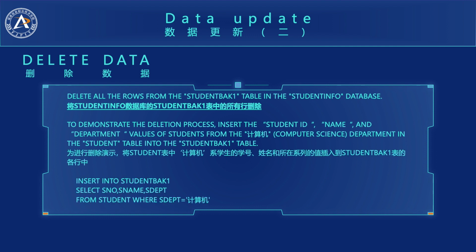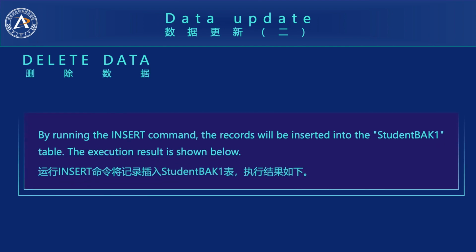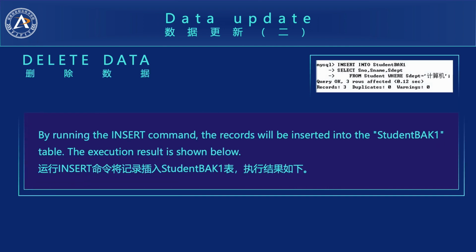To demonstrate the deletion process, we will first insert the student ID, name, and department values of students from the Computer Science department in the student table into the student BK1 table. By running the insert command, the records will be inserted into the student BK1 table. The execution result is shown on the screen.